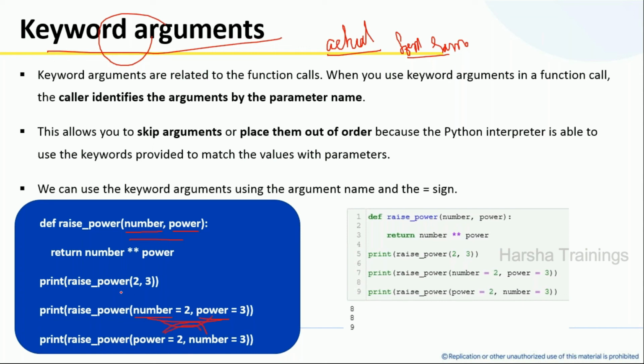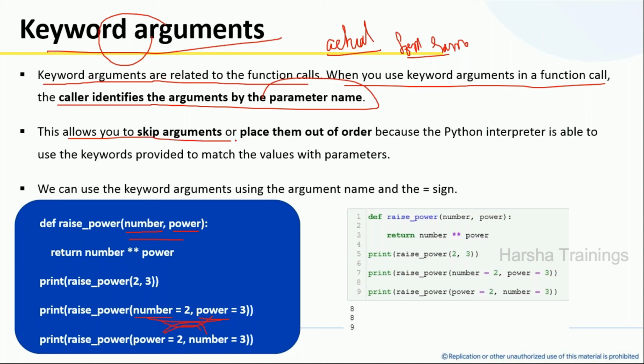I can interchange those variables. That is the beauty of keyword arguments. Now look at this carefully. Keyword arguments are related to function calls. When we use keyword arguments in a function call, the caller identifies the arguments with the parameter name. Even though you change the order of the parameters, the program will still work. This allows us to skip arguments or place them out of order, because the Python interpreter is able to understand the variables.